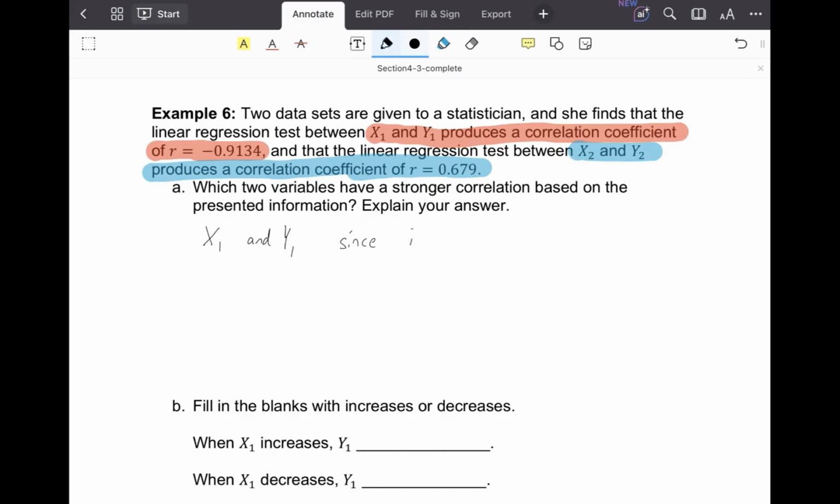Since it's, I'm just going to put greater in absolute value. Absolute value of negative 91.34% is just 91.34%.